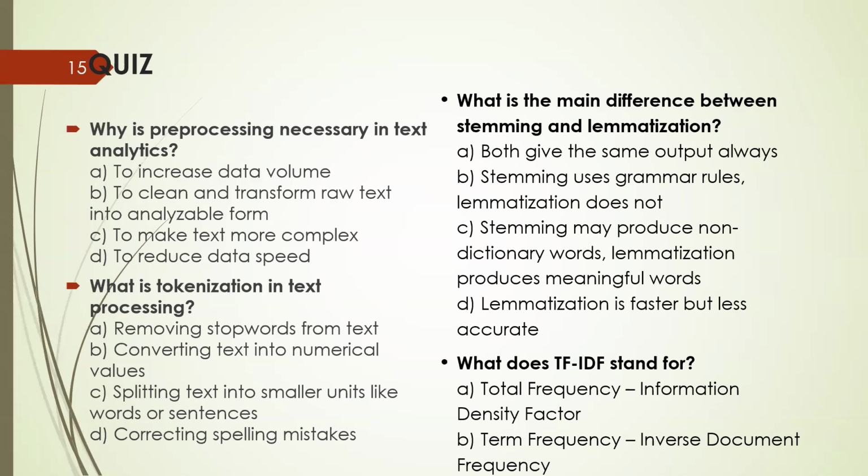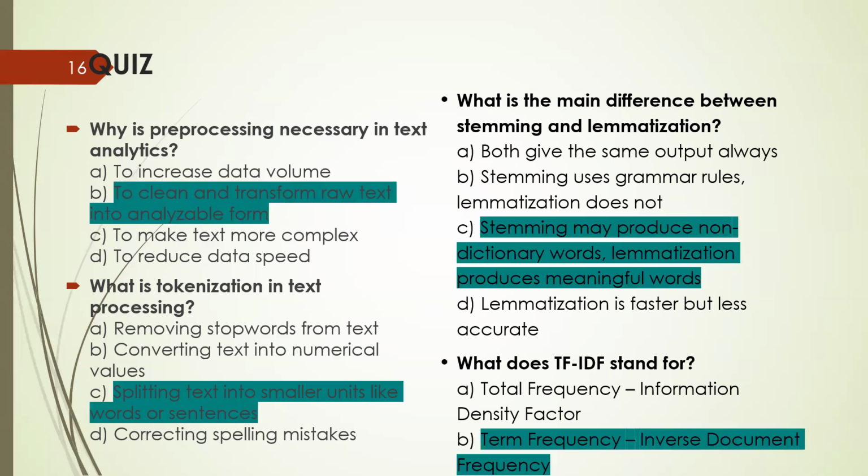Third one: what is the main difference between stemming and lemmatization? Both always give the same output. Stemming uses grammar rules, lemmatization does not. Stemming may produce non-dictionary words, lemmatization produces meaningful words. Lemmatization is fast but less accurate. What does TF-IDF stand for? Total frequency, information density, or term frequency, inverse document frequency. So this is the answer for this.